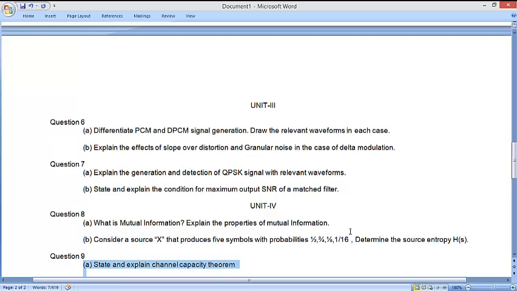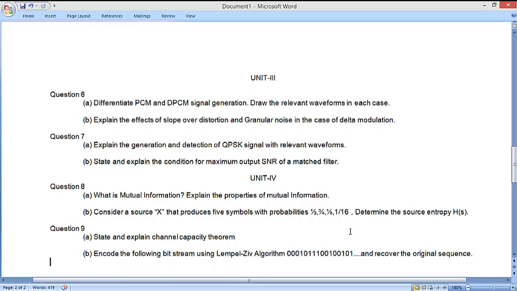Our last question, state and explain the channel capacity theorem. According to the channel capacity theorem, in a channel which is disturbed by white Gaussian noise, the maximum information transmission rate is C bits per second, and you have to write the expression for it, that is C equals B log(1 + S by N), where S is the signal power, N is the noise power, and channel bandwidth B is measured in Hertz.